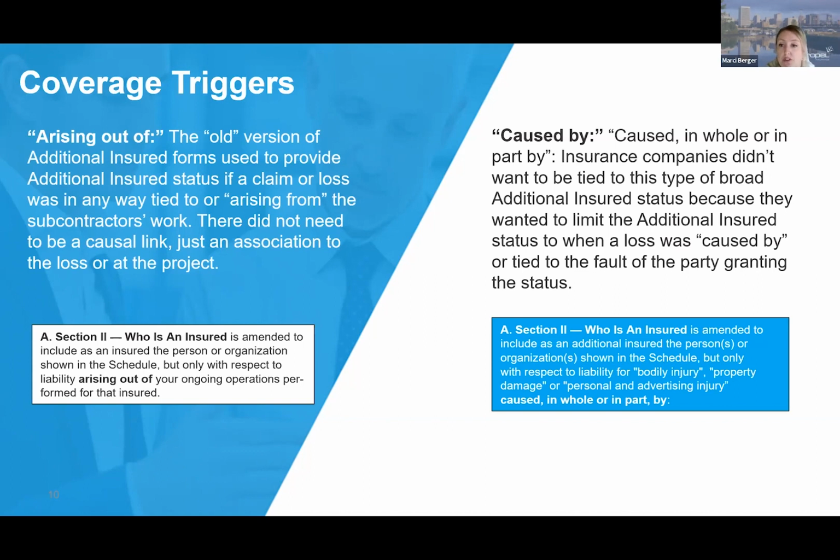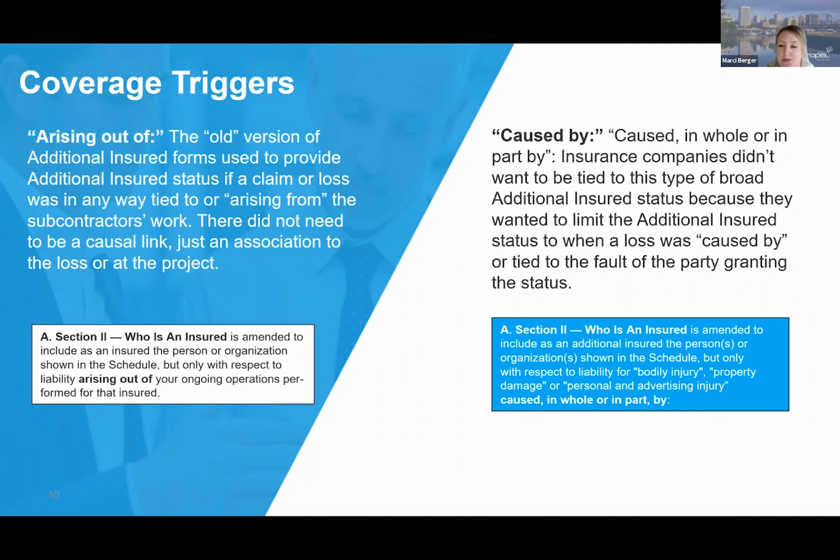Let's take a look at a few claims examples to kind of better understand how these different triggers might apply. Please do note, though, that depending on the state you're in, the specific court, outcomes definitely vary. So just keep that in the back of your head.